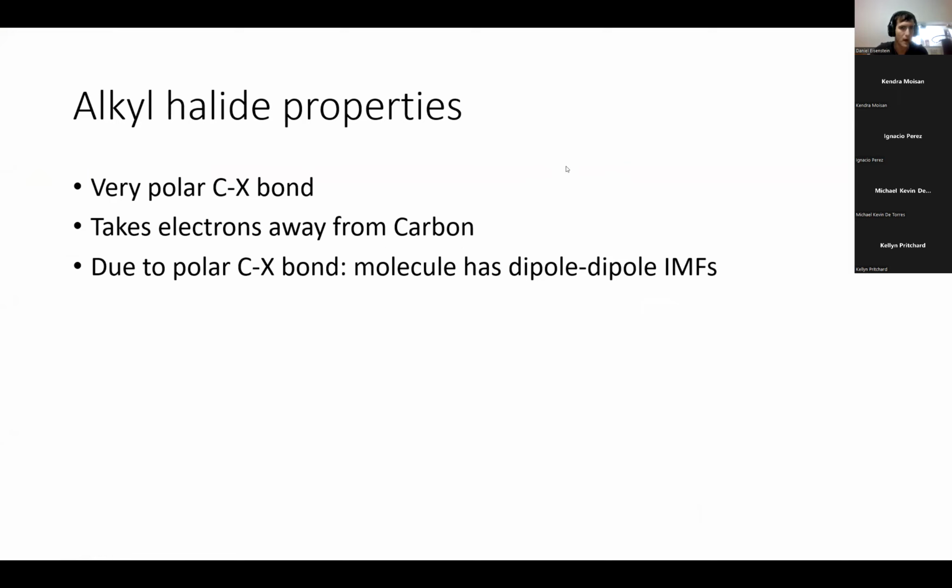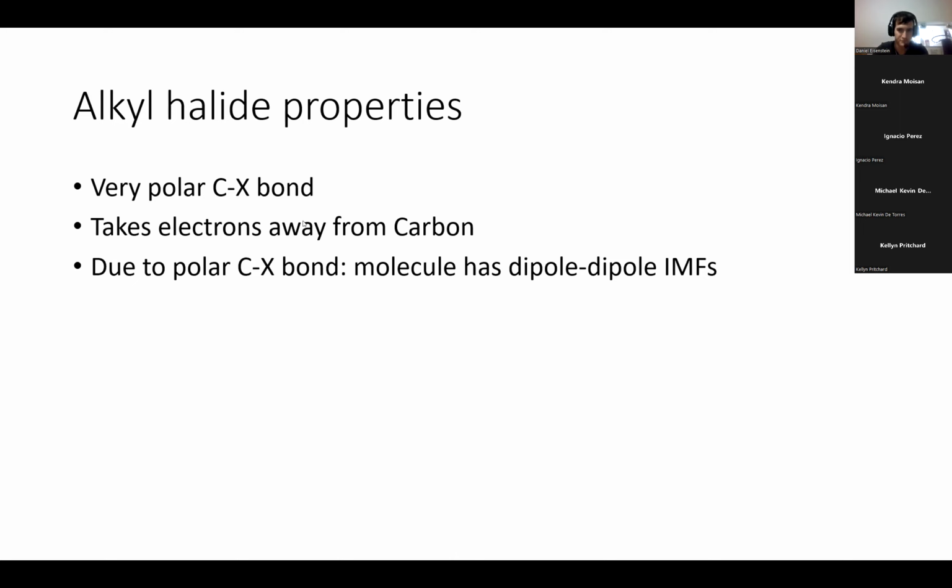Alkyl halide properties. Halogens are very electronegative, okay? There was no stereochemistry, so you can't write configuration. If configuration was given, then yes, you would need to include it.